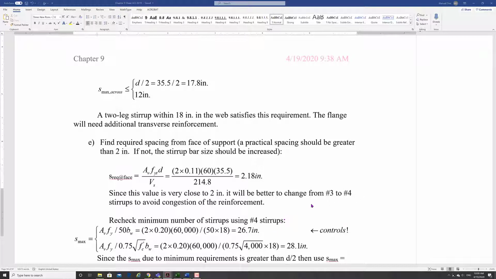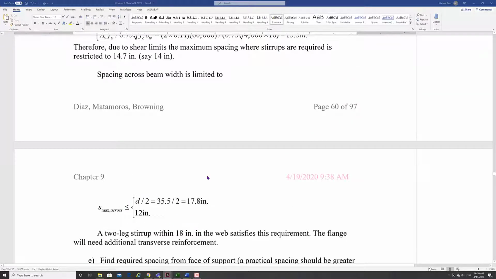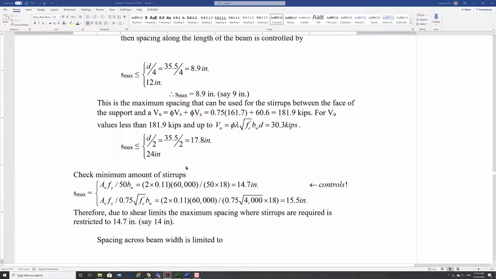So let's change it to 4. So if we change it to 4 now, what happens to the minimum value? Oh, the minimum value changes to 26.7. All right. So now what happens? If I change to number 4, then the corresponding spacing for minimum requirements is 26.7. This value, wait a minute, not that one, this one does not change. It's still d over 2. So now 17 controls. Okay.